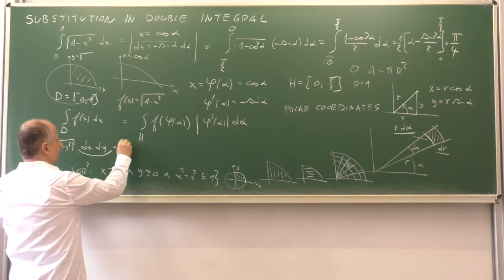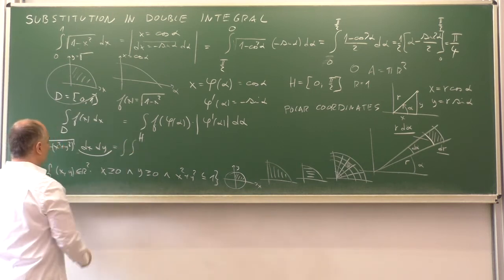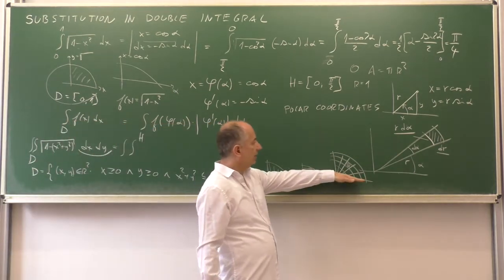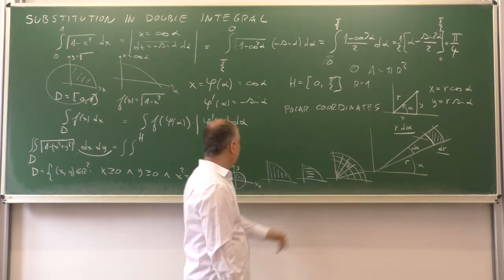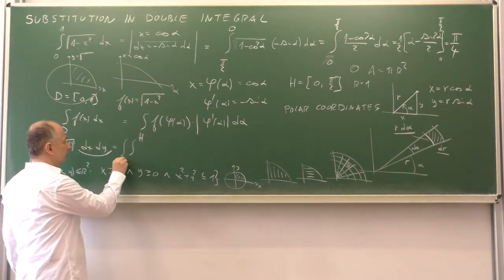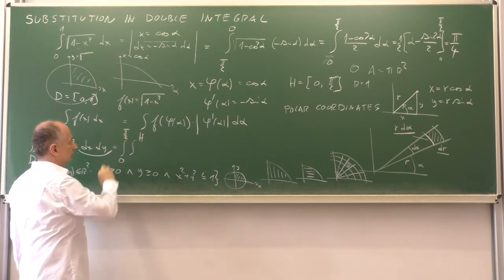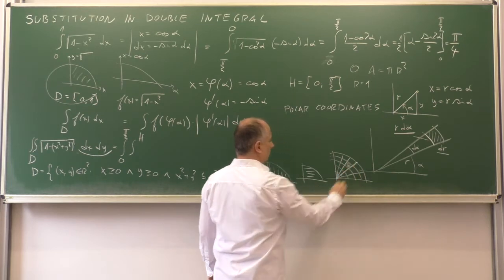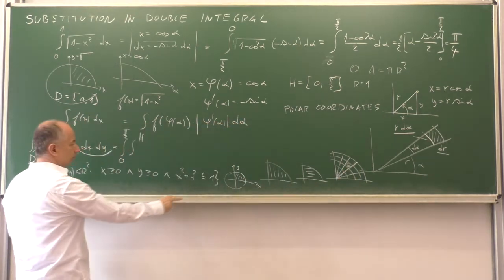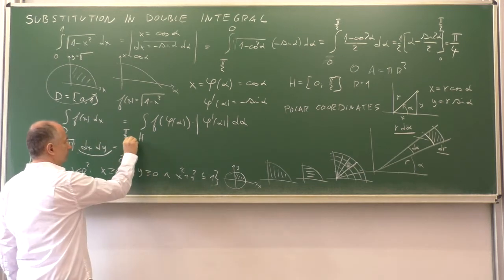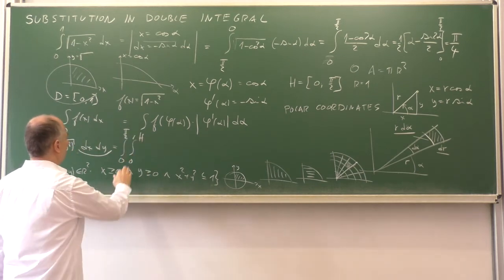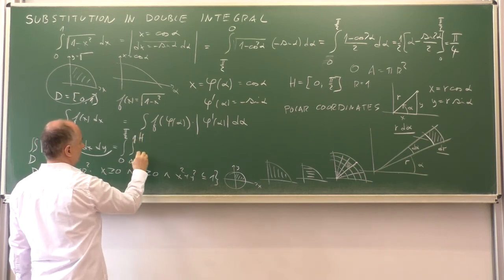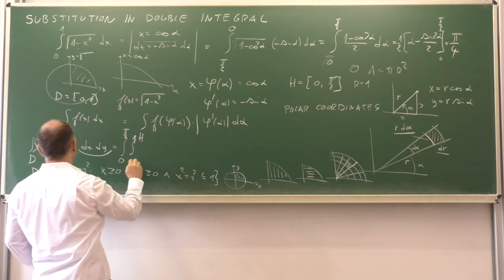Then we must recompute the limits. In this set, phi goes from 0 to pi half. R, the distance from the origin, goes from 0 to 1. That's from here. Okay, 0 to 1. 0 belongs here, 1 belongs here, right?